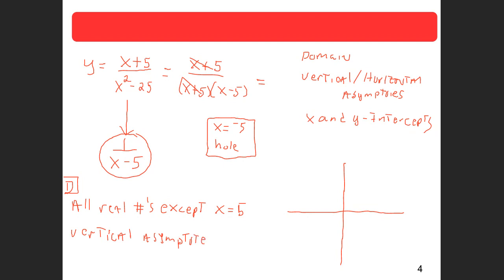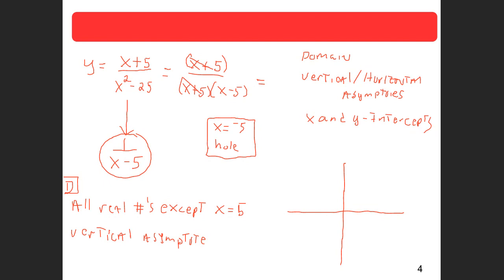So the vertical asymptote would be at x equals 5. The reason there's a hole at -5 is because it crossed off on top and bottom. That is where a hole is created. If you have a factor that's exactly the same on top and bottom and they cross off, there is a hole in the graph at that point.